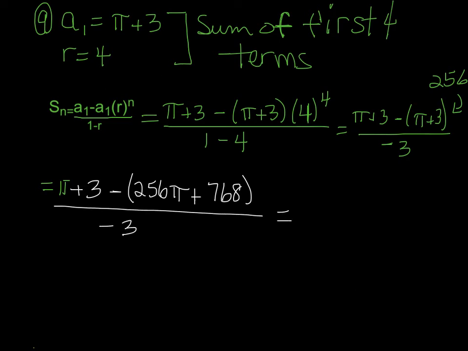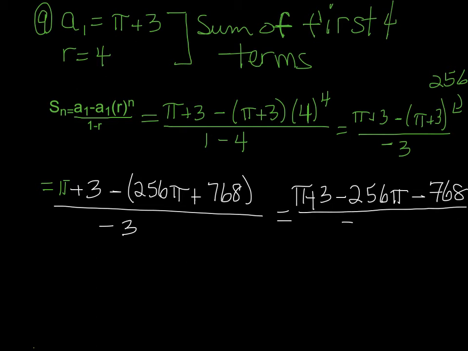All right, so now let's distribute the negative 3. I'm sorry, the negative through. So we're going to distribute the negative through, and we're going to get pi plus 3 minus 256 pi, and then we're going to get negative 768. And that whole thing, again, is over negative 3.